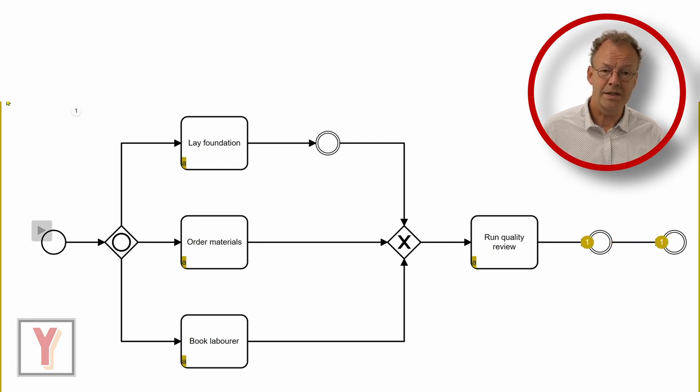The second one is, what happens if the process continues after the quality review? Do we want one instantiation of the rest of the process for each token? Probably not.